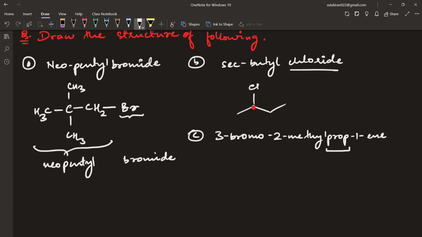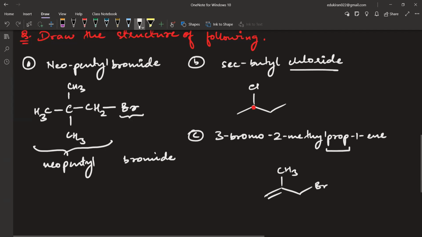First of all, the parent, that means prop. So, we'll make a 3-carbon chain like this: 1, 2, 3 carbon. And then it is saying in the first carbon, we have a double bond, so we'll draw a double bond. After that, it is saying in the third carbon, we have bromo, so the third carbon will have a Br like this. And the second carbon is having a methyl, that will be a CH3 group.